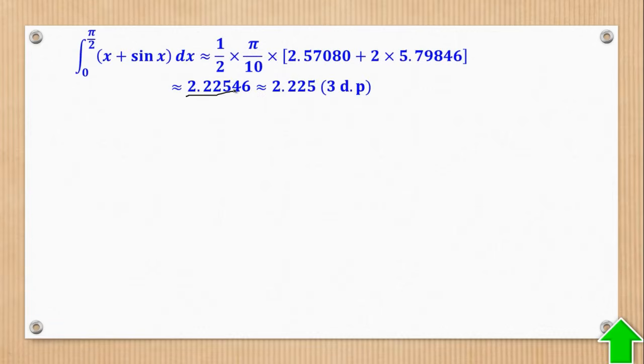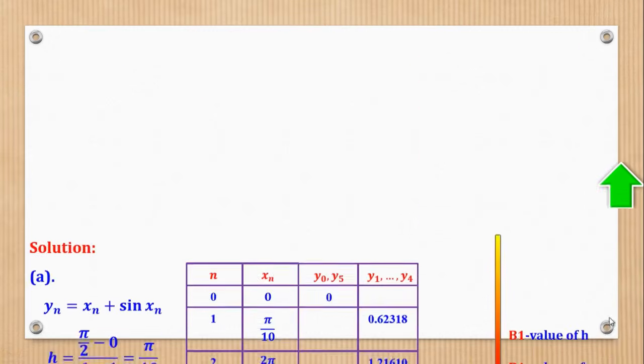First of all, you write this one with more than 3 decimal places, then after that you round off to the required accuracy. Like I said, writing this one is not a wastage of time, it has to be seen. Now that was part A. Let's go and see part B.